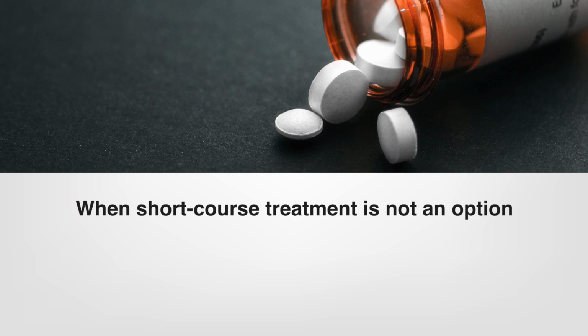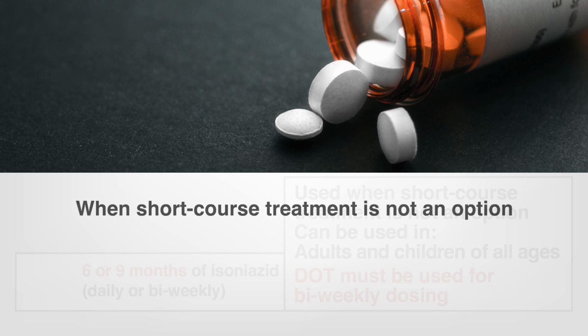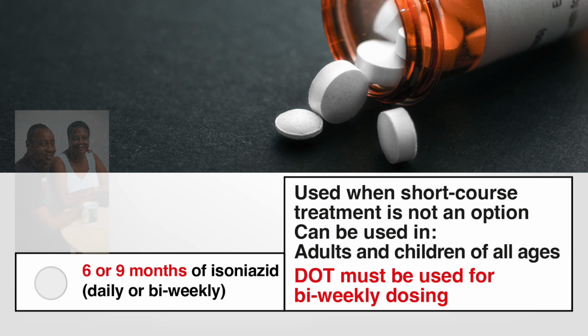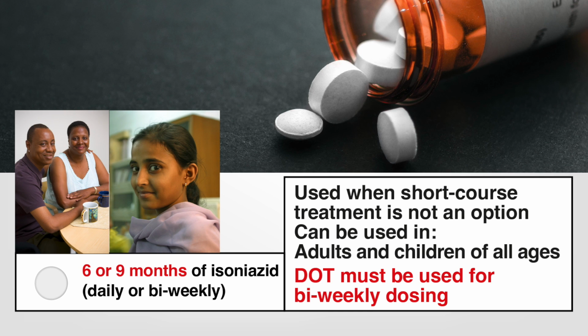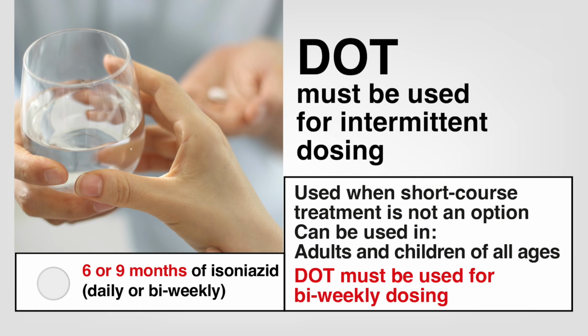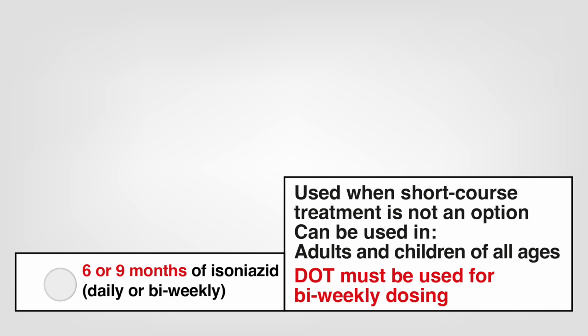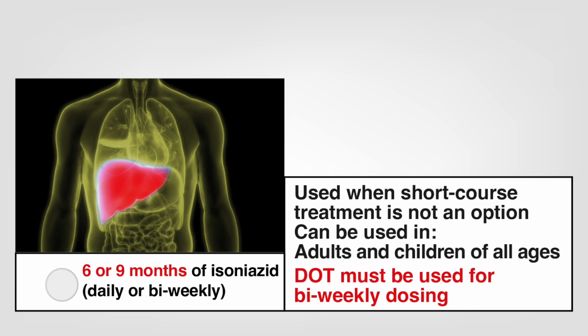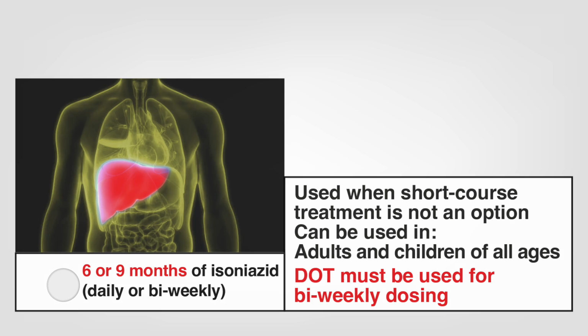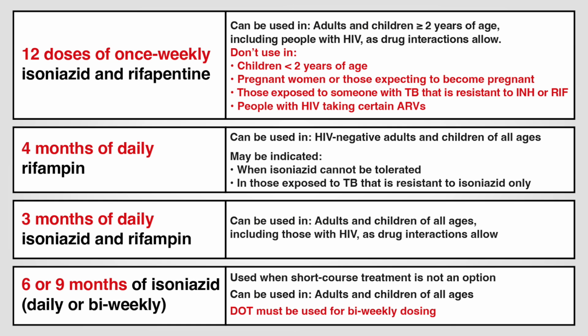When short-course treatment is not an option, for example, due to drug-drug interactions, an alternate regimen of 6 or 9 months of isoniazid can be used in adults and children of all ages. INH can be provided daily or biweekly, though DOT must be used for intermittent dosing. Although this regimen has good efficacy, treatment completion rates are lower than for the shorter rifamycin-based treatment options. Additionally, 6 or 9 months of daily INH has a higher liver toxicity risk than shorter rifamycin-based regimens. If you feel that none of these options are appropriate for your patient, consult your health department for other treatment options.